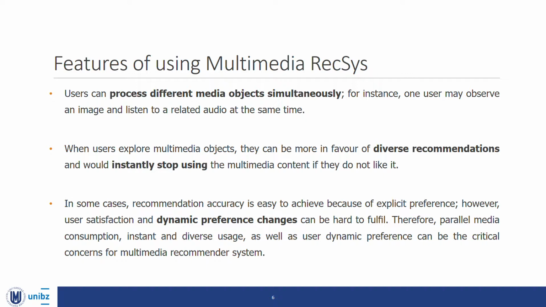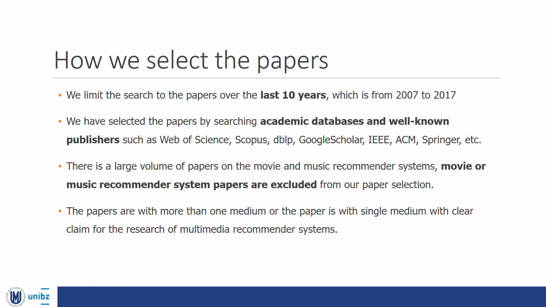So for this paper, we conducted a survey on multimedia recommender system papers. And this is how we select the papers. We limit the research to the last 10 years, from 2007 to 2017. Research papers from academic databases like index databases, the Web of Science, Scopus, DBLP, Google Scholar, or publishers like IEEE, ACM, or Springer.